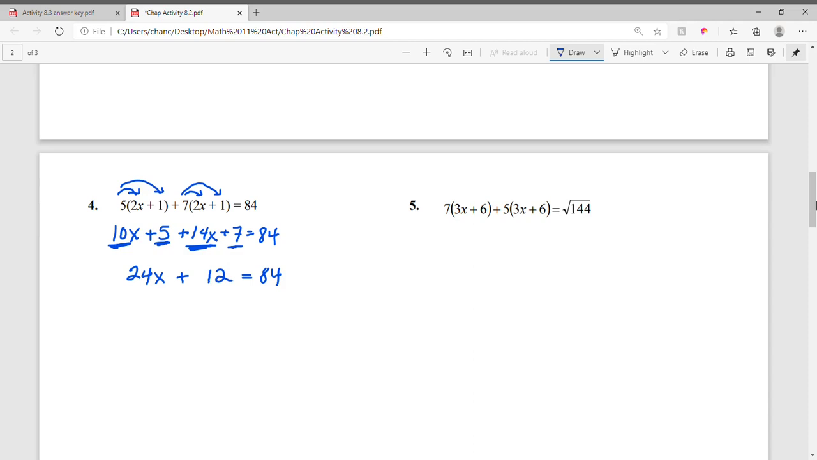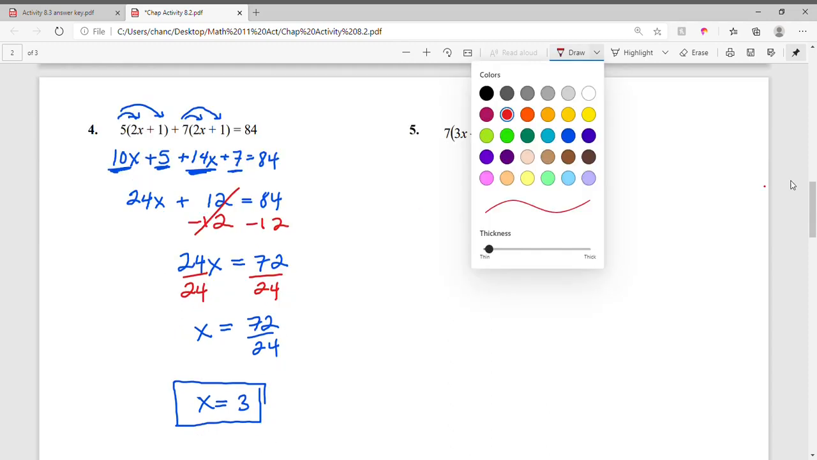And now we have to isolate the x variable. Let's subtract 12 from both sides. 24x is equal to 72. Now we can divide both sides by 24. And x is equal to 72 over 24. But we can simplify this.